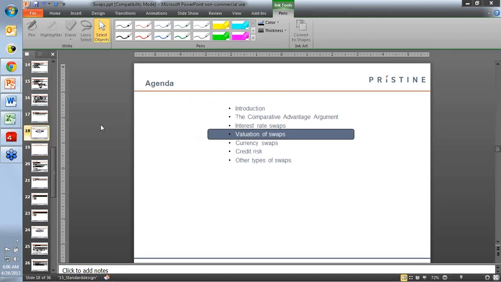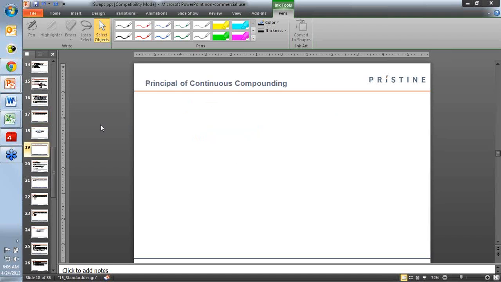Then we come to the valuation of swaps. Before going into this, we would require knowledge of the principle of continuous compounding, because valuation of derivatives is done on this principle. So normal compounding is not considered. The continuous compounding of payments is considered here.